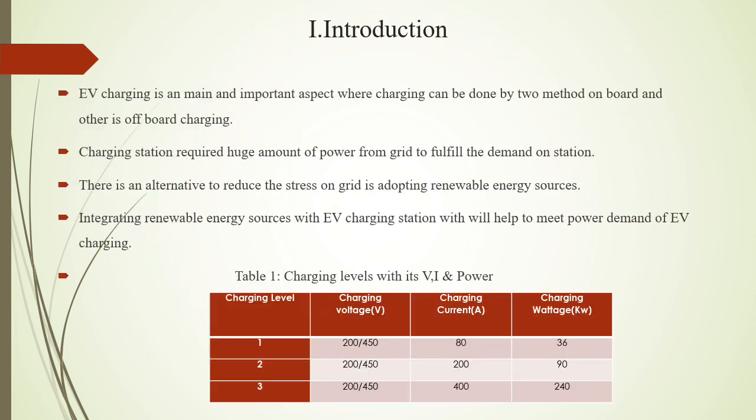Introduction. The present scenario worldwide is that global warming is increasing day by day. One of the main reasons for global warming is the emission of carbon by conventional vehicles. One of the best solutions proposed over conventional vehicles is the electric vehicle. EV charging is a main and important aspect, where charging can be done by two methods: onboard and the other one is off-board charging.